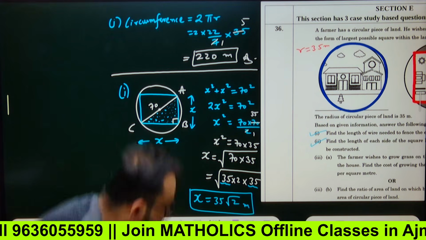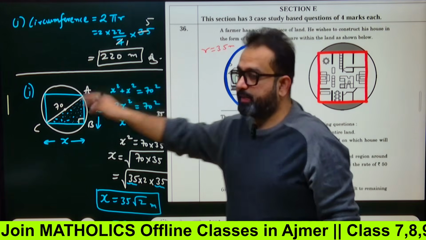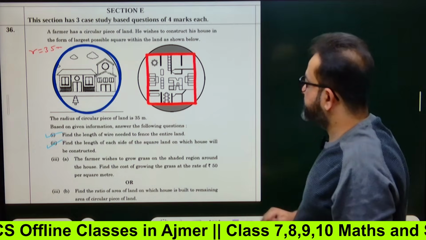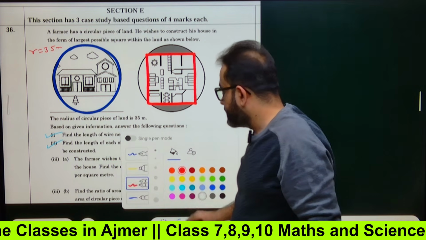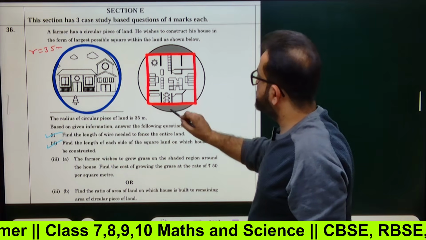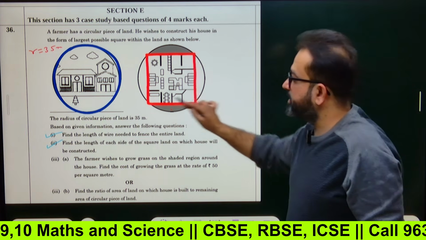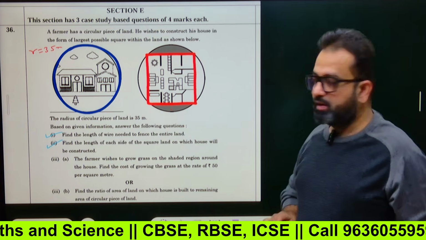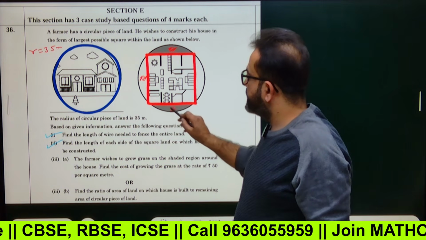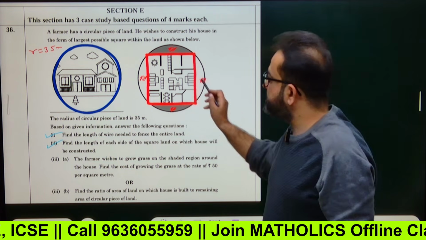Okay, let's go forward. So this one was simple. We just used Pythagoras theorem. Okay, now next part. See what they say. They are saying the farmer wishes to grow grass on the shaded region. This is the shaded region. So first, area of circle minus area of square, right? We'll get this part, this part, this part, and this part. Then we'll divide it by 2 because these are just 2 parts. These are 4 parts total.